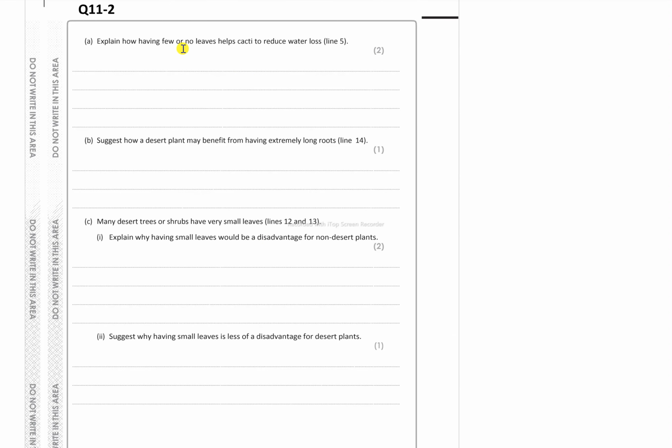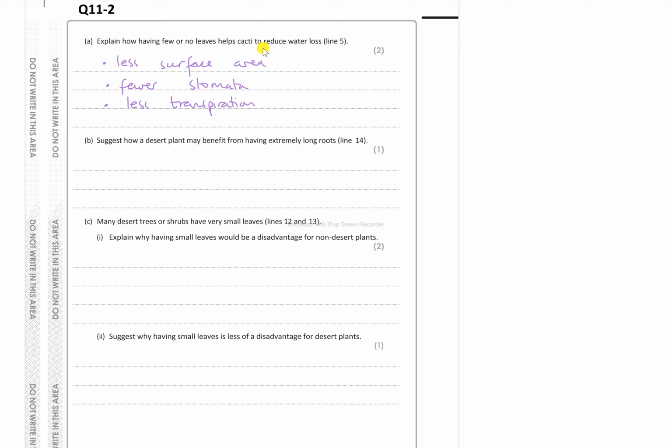Explain how having few or no leaves helps cacti to reduce water loss. Right, so you've got less surface area. Remember, it's the opposite to a normal plant. So that means there are fewer what? Stomata. So there's less transpiration, or the transpiration stream is reduced. So you get a lot of chloroplasts on the stem and not on the leaf.